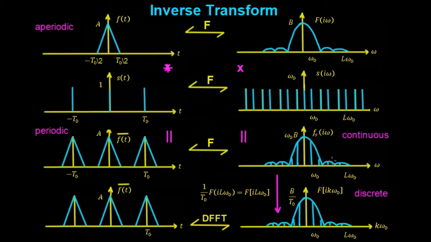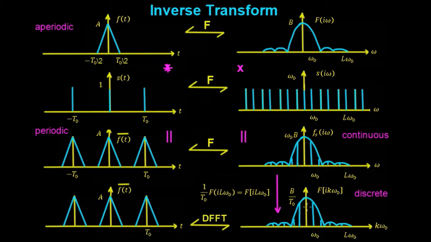Finally, we want to take this function, which is still a function of a continuous variable omega, and convert it to a discrete variable k omega naught. Again, we have to go through this conversion law, which takes us from this point over to the discrete version of this signal.